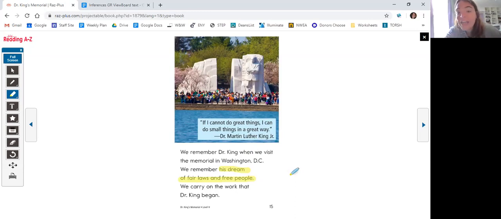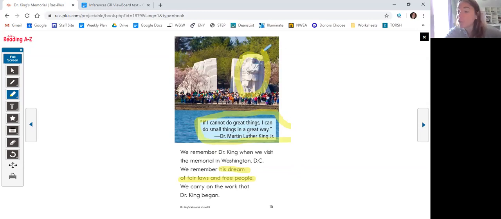Really nice job. I also would like us to read this blue box up here near the picture underneath his memorial in Washington, D.C. So you can actually go to this memorial in Washington, D.C. and see the statue of Martin Luther King. Ms. Rossi has been here, and it is so awesome to see and to remember all the things that Martin Luther King Jr. did. We're going to read this box.